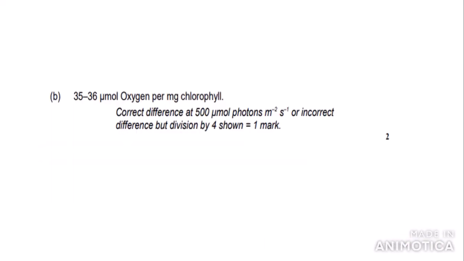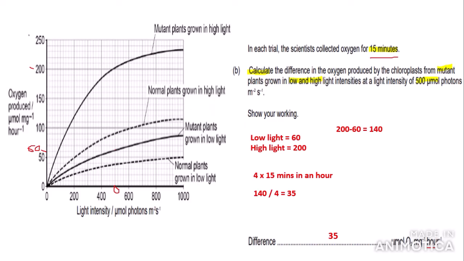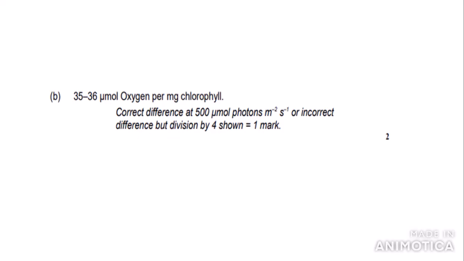So let's look at the mark scheme. The mark scheme allows you to write any number between 35 and 36, as the measurements on the graph are sometimes subjective. So 35 to 36 micromoles of oxygen per milligram of chlorophyll. So we would get both marks for getting that correct answer. However, it says here you can get a mark if you have the correct difference at 500 micromoles of photons per meter per second, or an incorrect difference but division by 4. So if you got any of those points correct but you got the final answer wrong, you can get 1 mark.